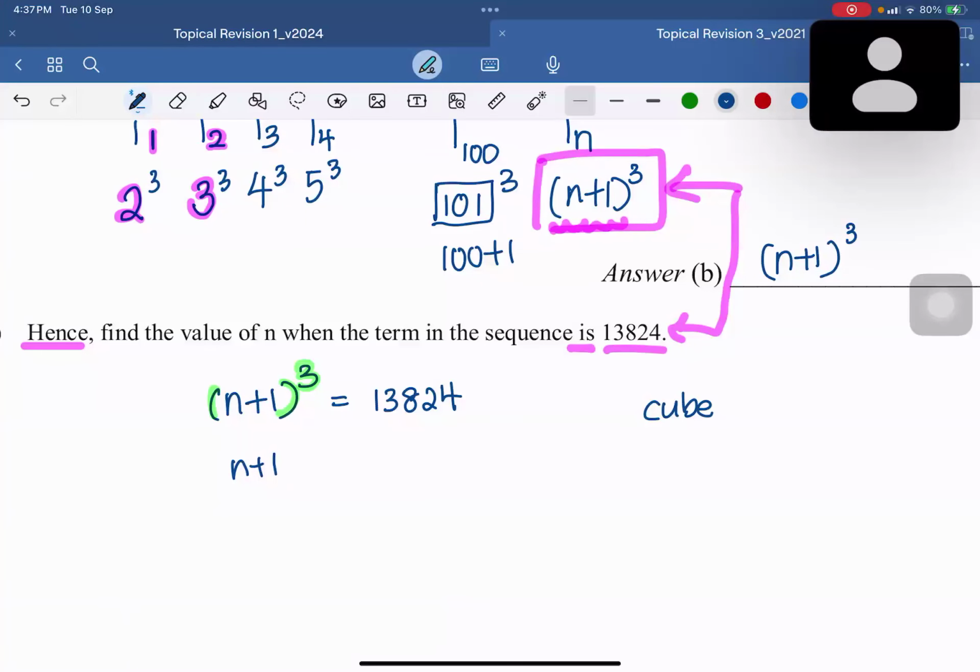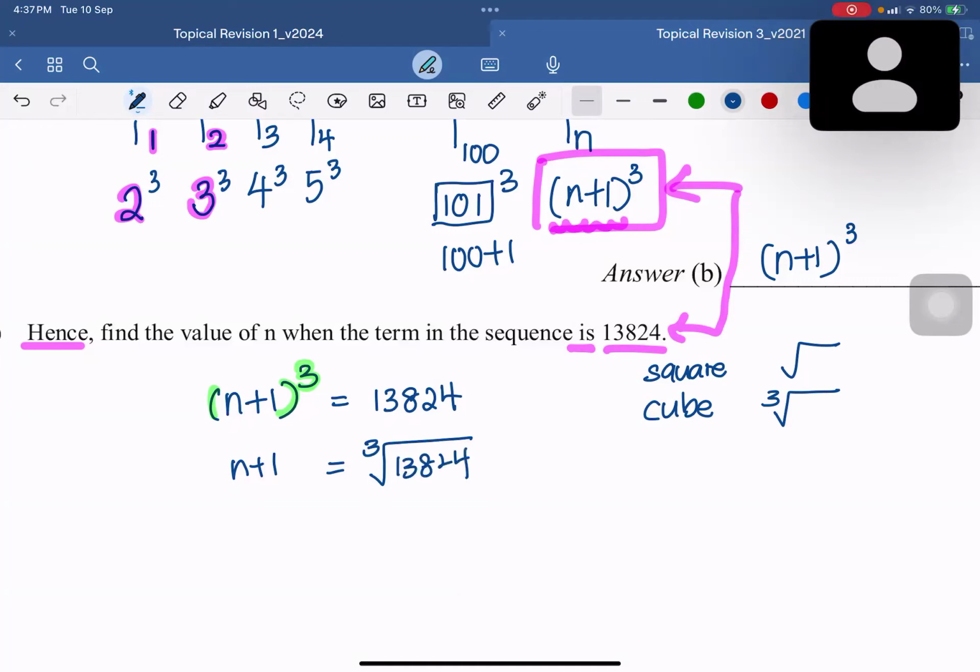Opposite of cube. Okay, I give you a clue. This square is root. No, wait. Cube root. The opposite of cube is cube root. So we take the cube root of the number. This number 3 must be written a little bit smaller at the top, right?